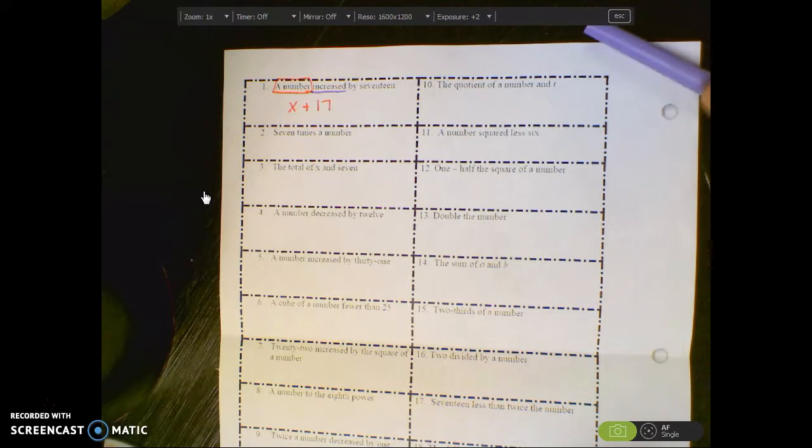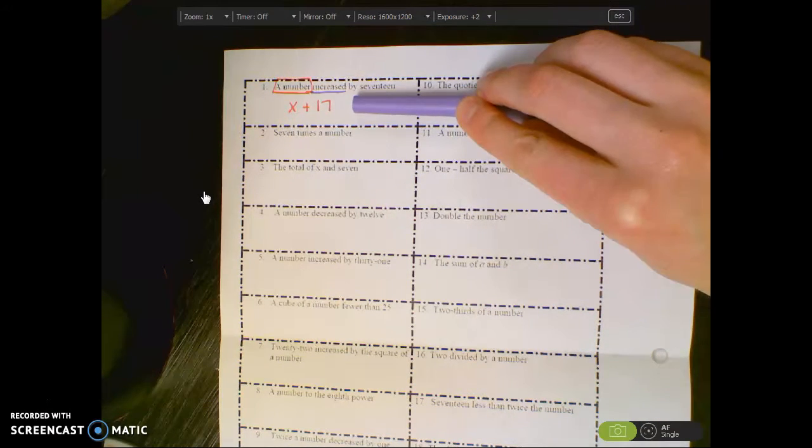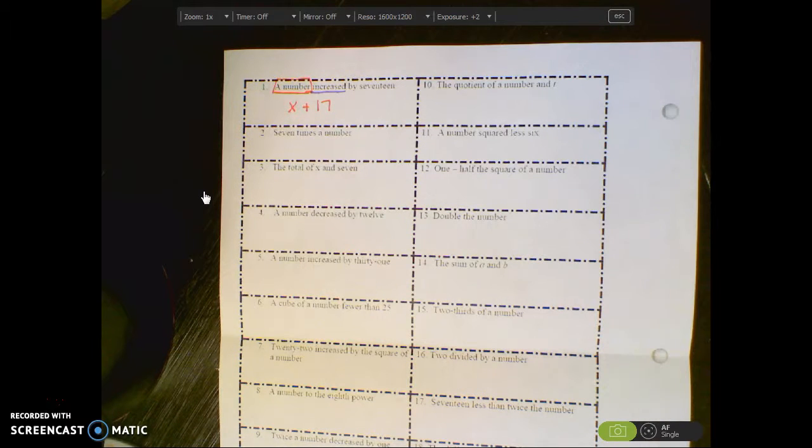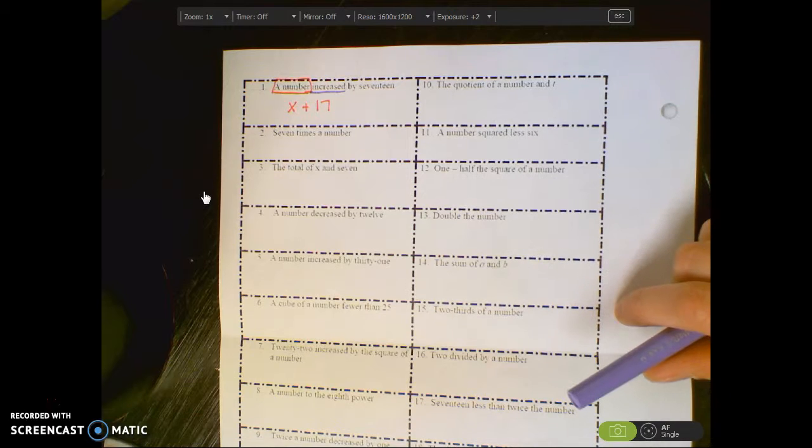At this point in time, we're done. We do not need to continue on. We're not going to have an answer, okay? Because we don't know what x is. They're saying any number, okay? So, for example, any number increased by 17, that could be talking about the number 2000. That could be talking about the number -2, okay? Any number. Therefore, since it's not a specific number, we put that variable, the x, okay?